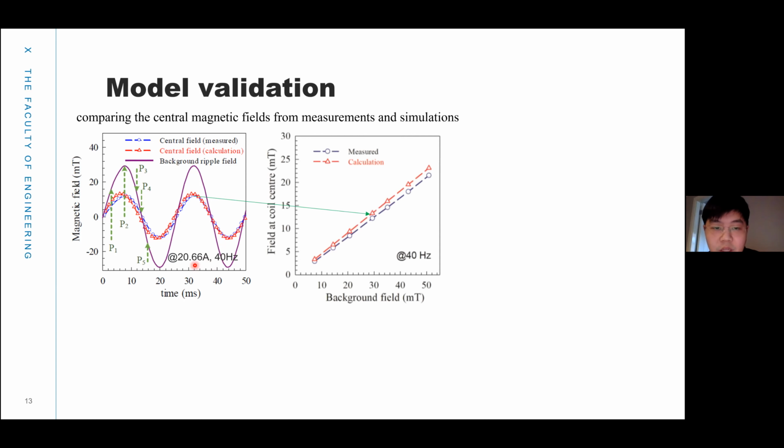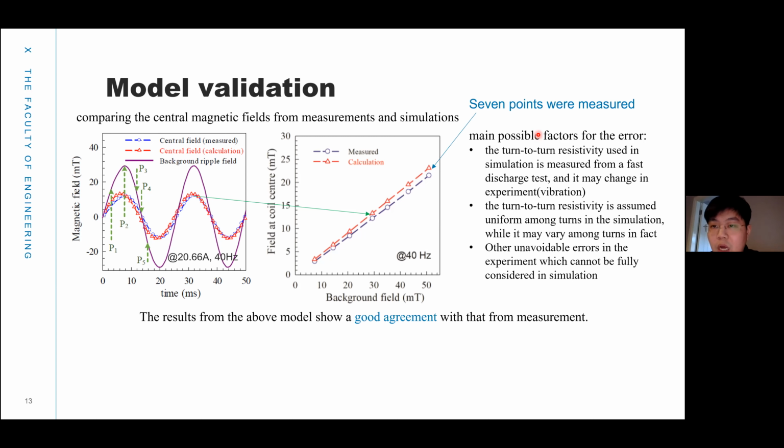And this is applied at 20.66 amp in the copper coil, and this is 40 hertz. We have measured different amplitudes of background field and done a calculation in the simulation model and made a comparison between the simulation and experiment. We found also very good agreement.